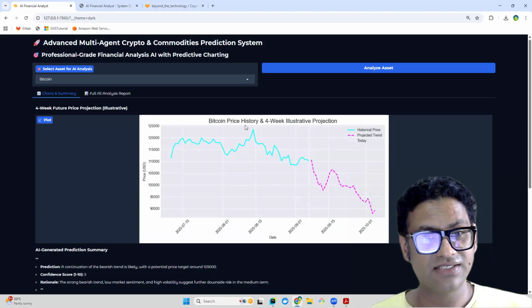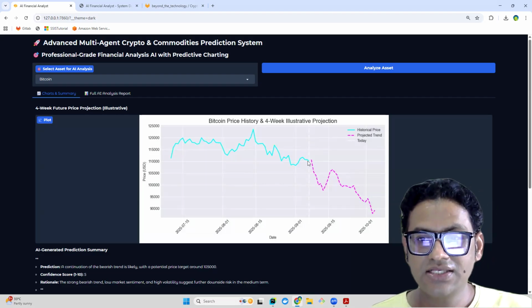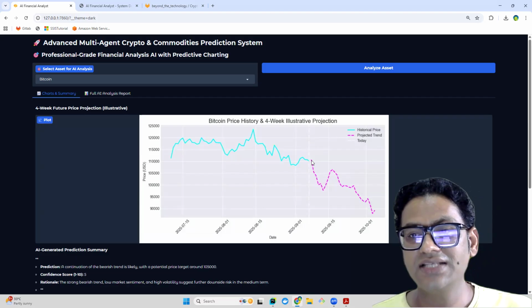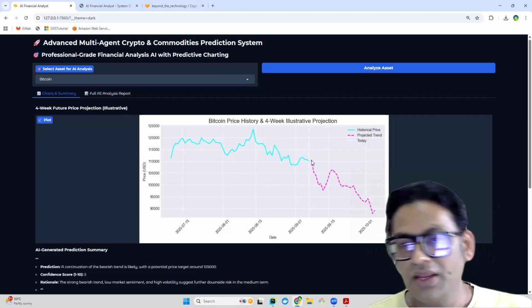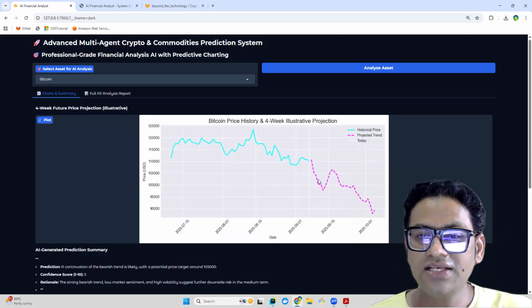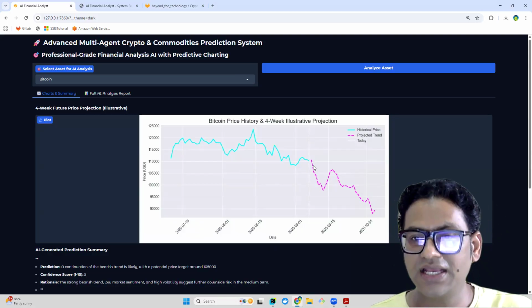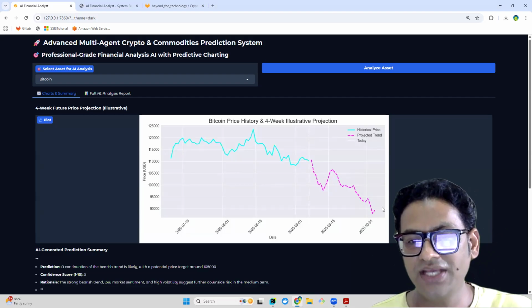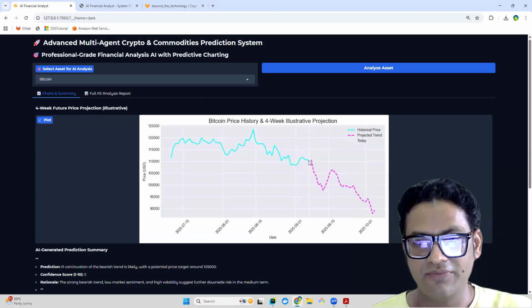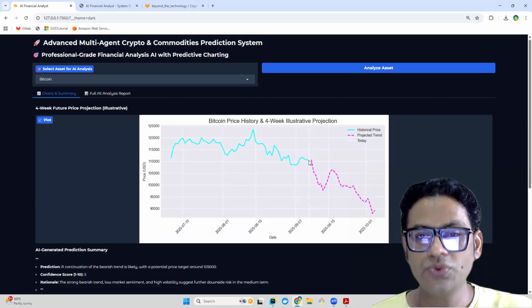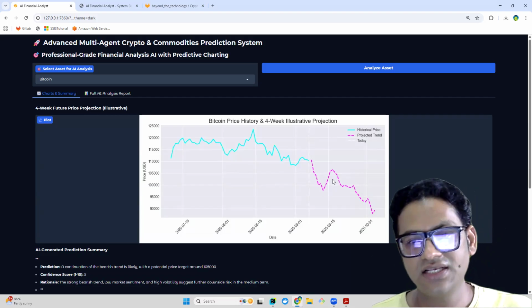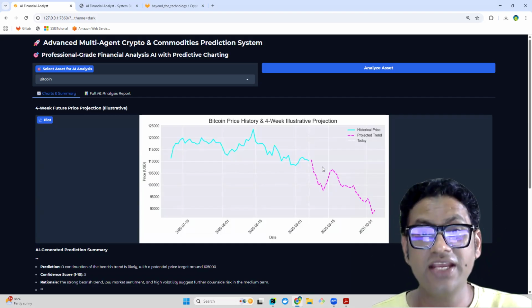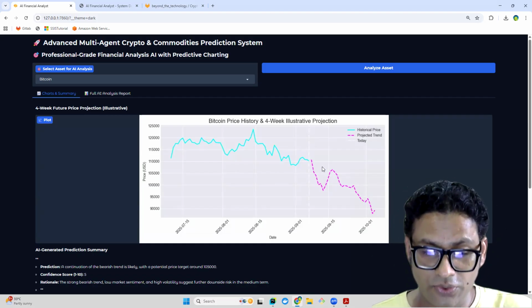Now you can see this is done and we can see the historical prices as well as the projected trend today and in the upcoming weeks, right? So here these dashed lines basically show the prediction because right now we are here, right? So the cyan color shows the historical data until yesterday.